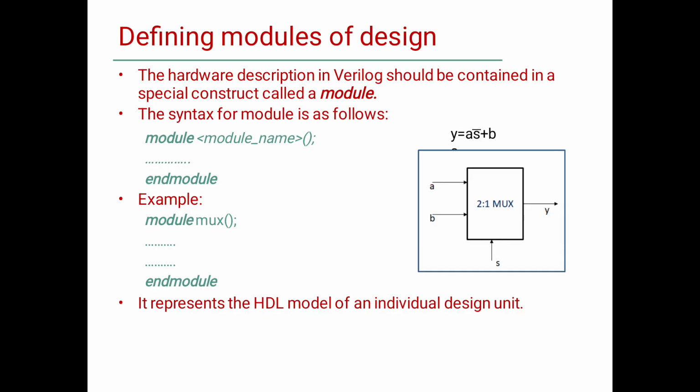The module hardware description in Verilog should be enclosed in a special construct called a module. The syntax for a module is as follows: module name, for example a 2:1 MUX, then the input and output ports, the function of the ports is to be assigned, and finally endmodule. As an example, we have considered a MUX. It is a model of an individual design unit.